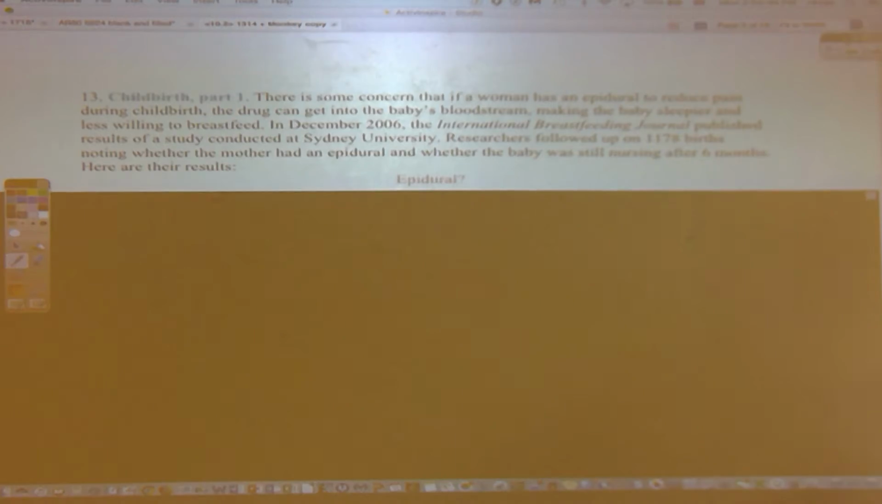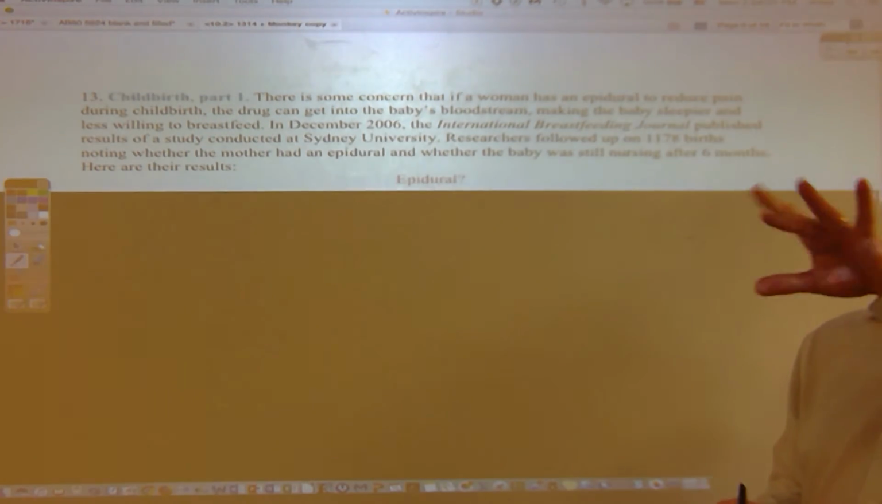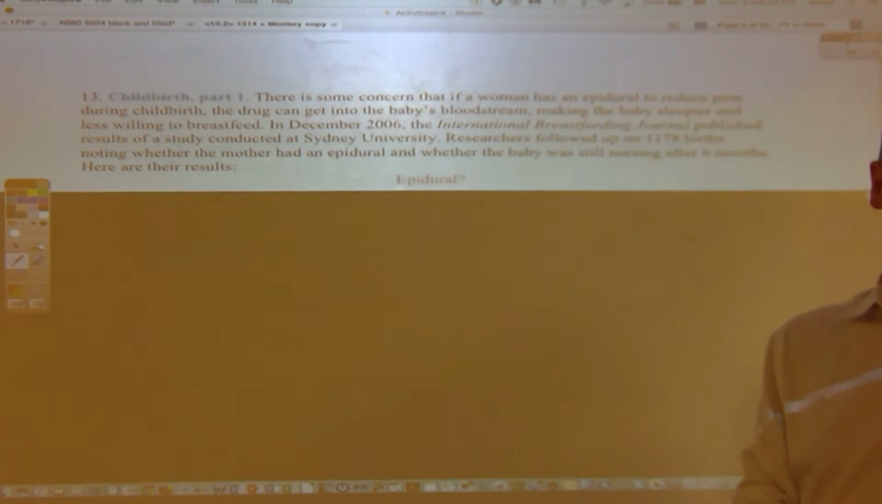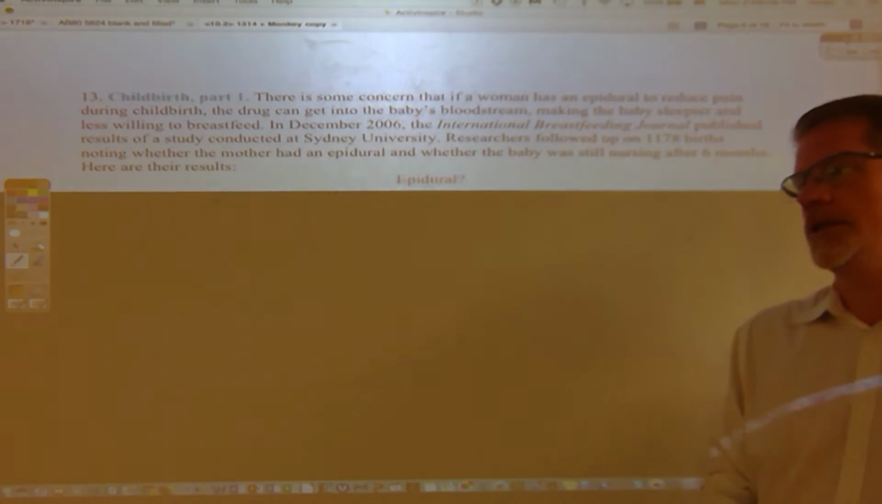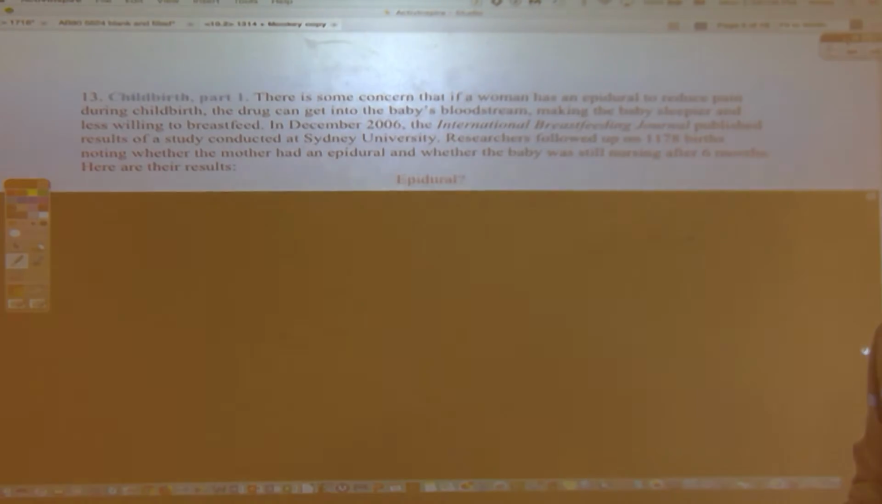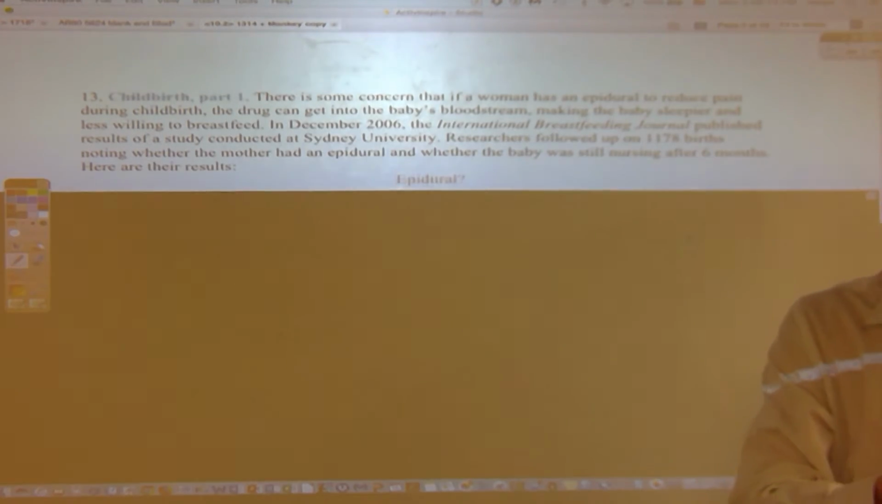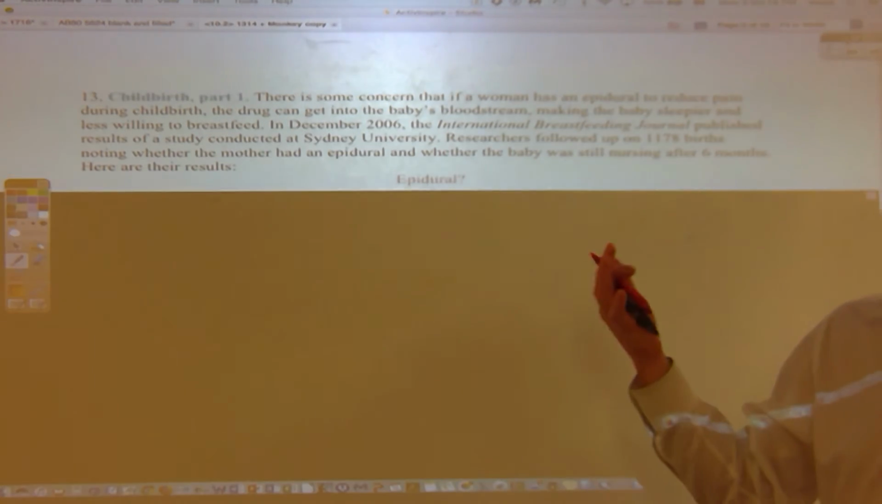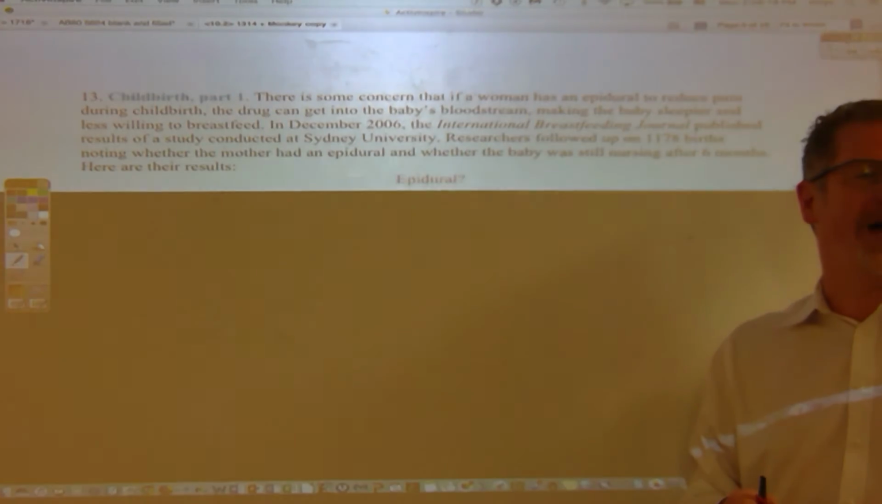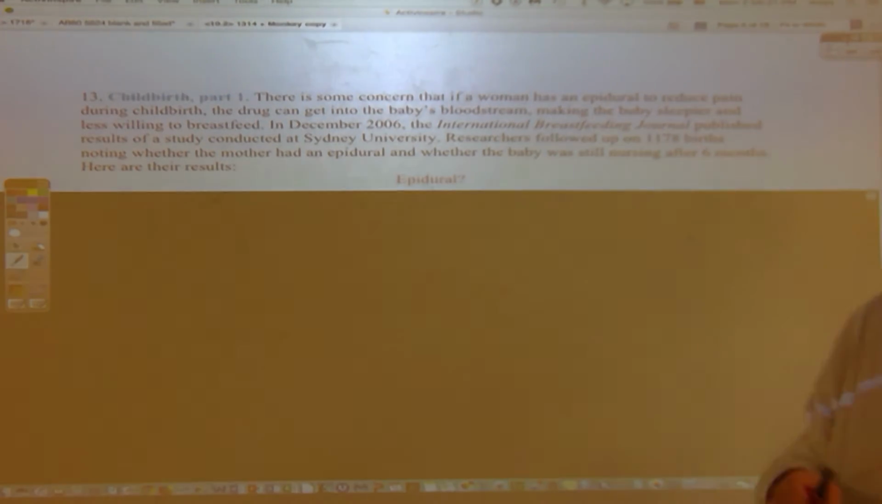There's some concern that if a woman has an epidural to reduce pain during childbirth, the drug can get into the baby's bloodstream. We actually talk a lot about this at home because in our family, my wife gave birth to 3 children. The first 2 were without an epidural. It wasn't until my daughter was born that she finally decided to use an epidural. And so instead of hours and hours of agony, it ended up being 2 or 3 pushes. She's out. My wife was laughing the whole time. I don't know why she was laughing. Maybe it's because she couldn't believe how much this doesn't hurt with the epidural.